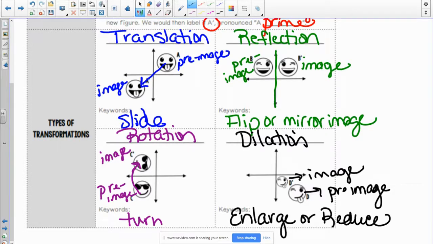So again, 4 transformations that we will be studying in 8th grade math: the translation, the slide, the reflection, the flip, the rotation, the turn, or the dilation, which is to enlarge or reduce. As we go through this, we're going to do all the translation information for learning target number 1 and 2, and then we'll go to reflection, and then we'll go to rotation, and then we'll finally end up in dilation.